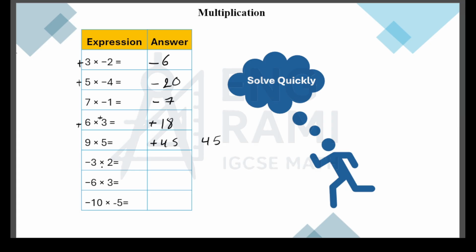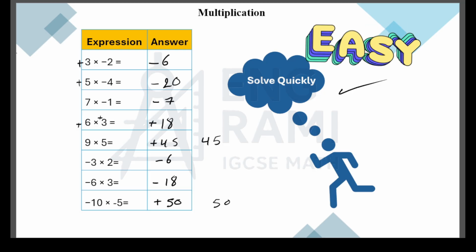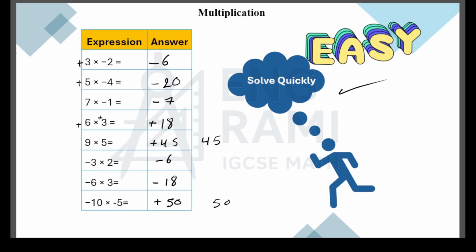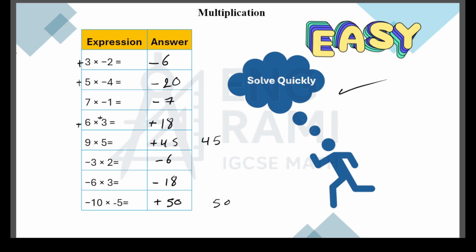And negative 3 times 2 equals negative 6. Negative 6 times 3 equals negative 18, different signs. And here the same signs, then positive 10 times 5 equals 50, or just write 50. As you can see, these were easy questions and we solved them easily.